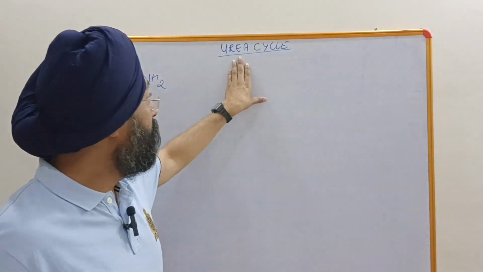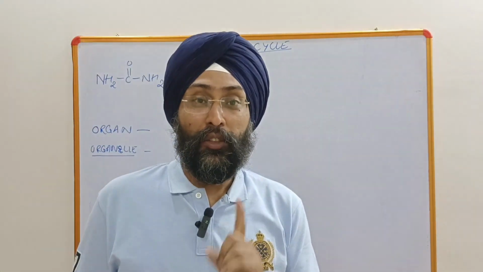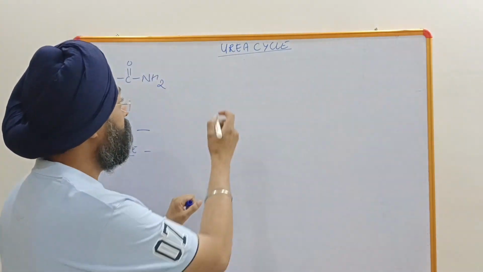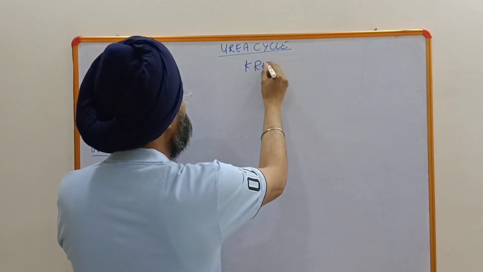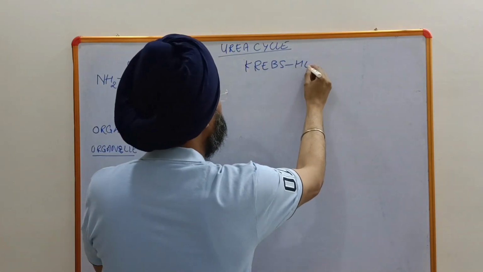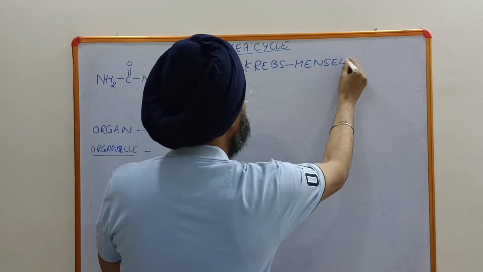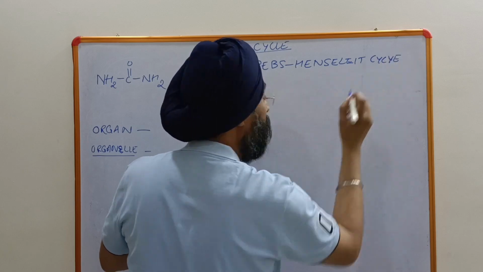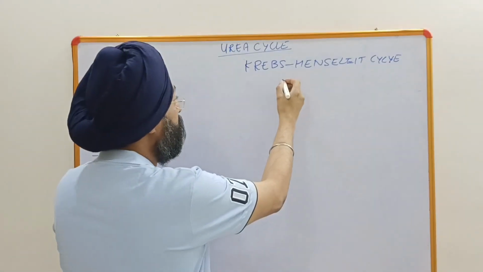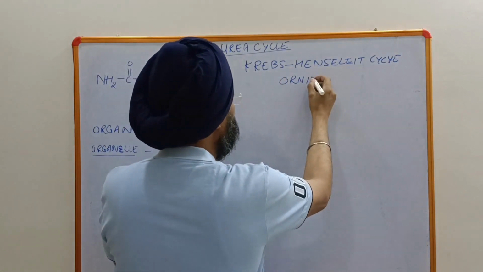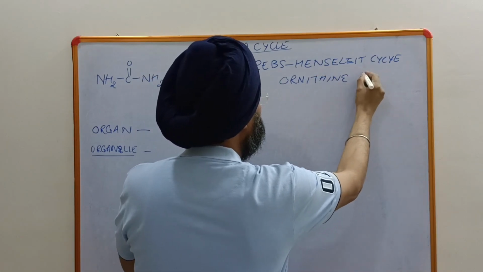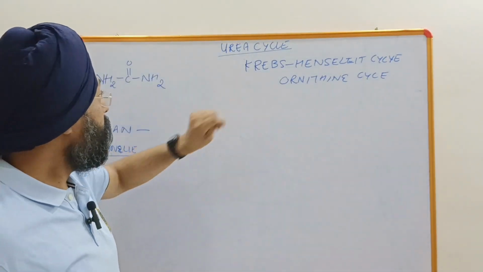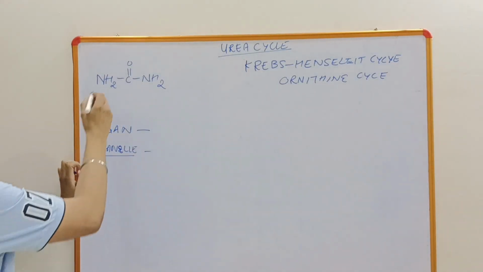Today we will discuss urea cycle. So first of all, what is urea? Urea is the end product of amino acid metabolism, right? So the other names of urea cycle are Krebs-Henseleit cycle. There is also another name, that is also known as ornithine cycle, right?